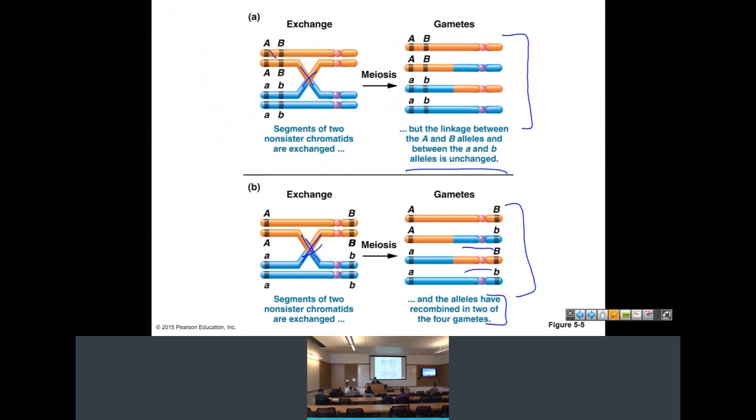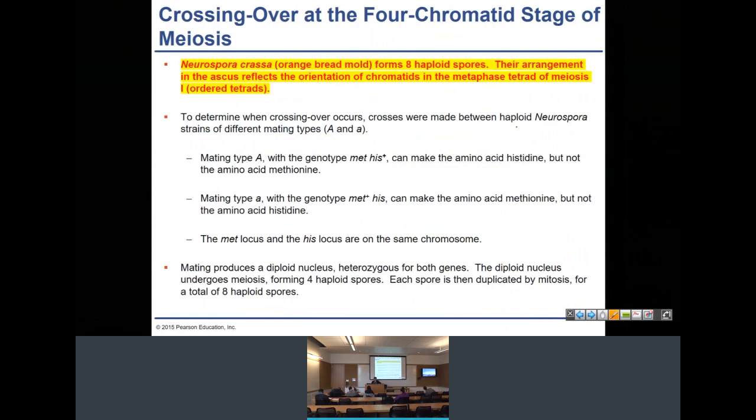The chance of having a single crossover between A and B in this first example is small because the distance between the 2 is small. They're very close together, so the chance of having a single crossover is slight. Okay, so that's an example.